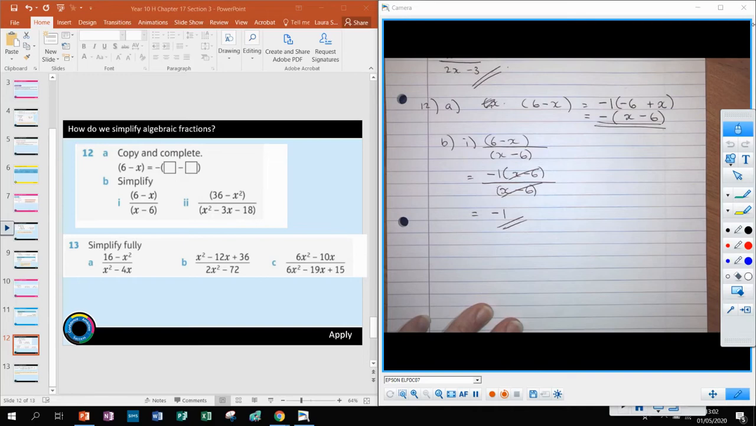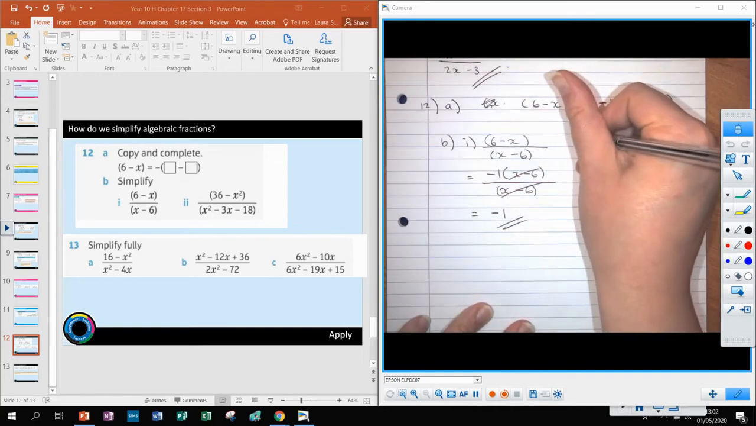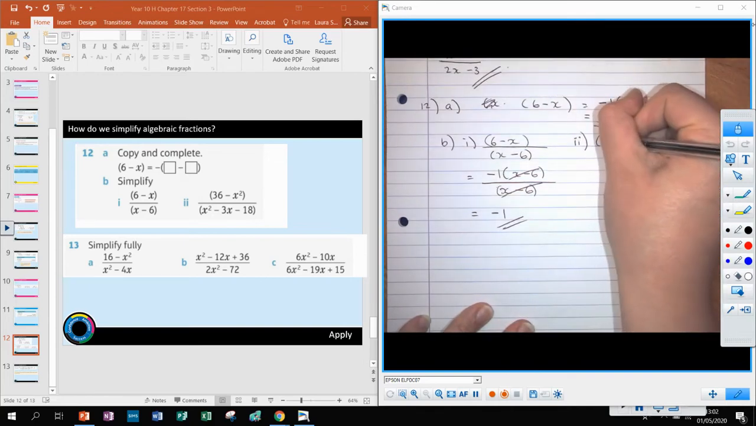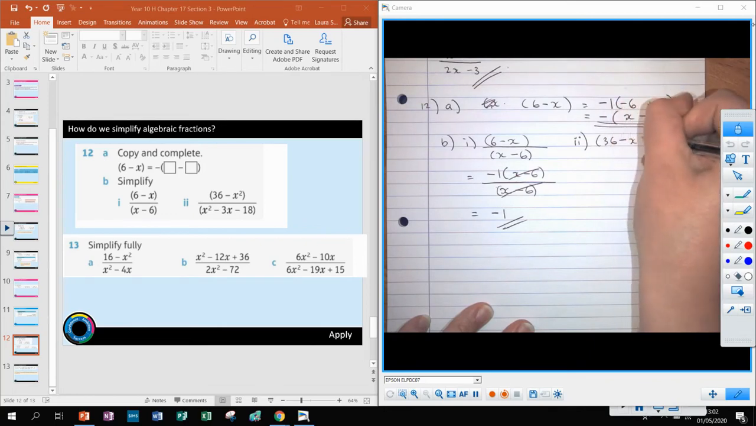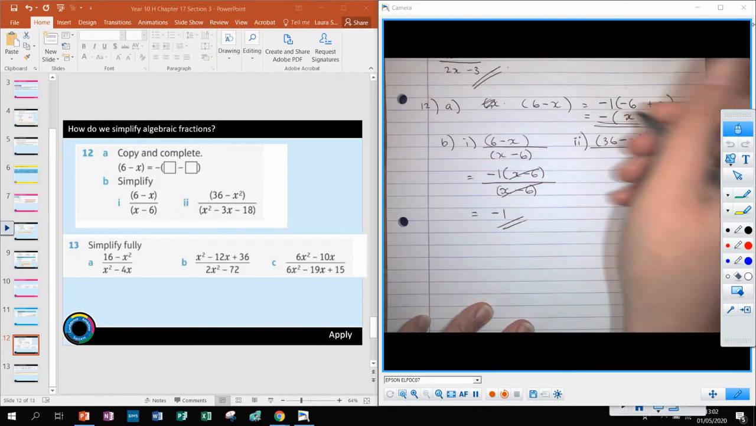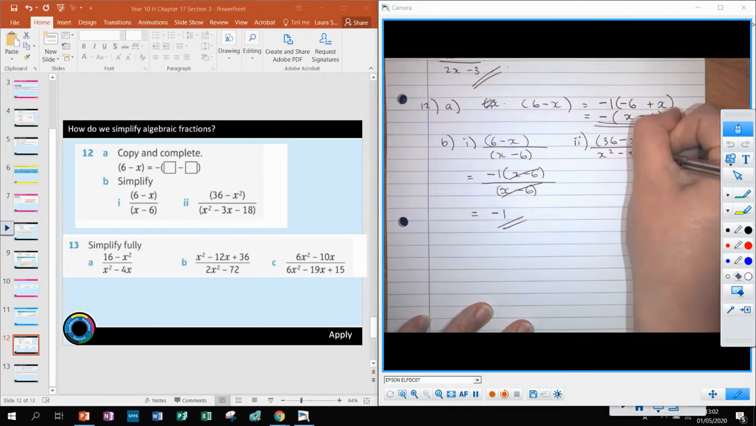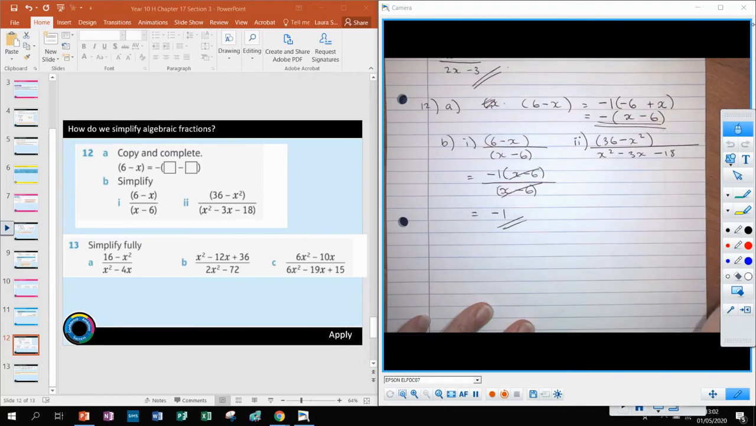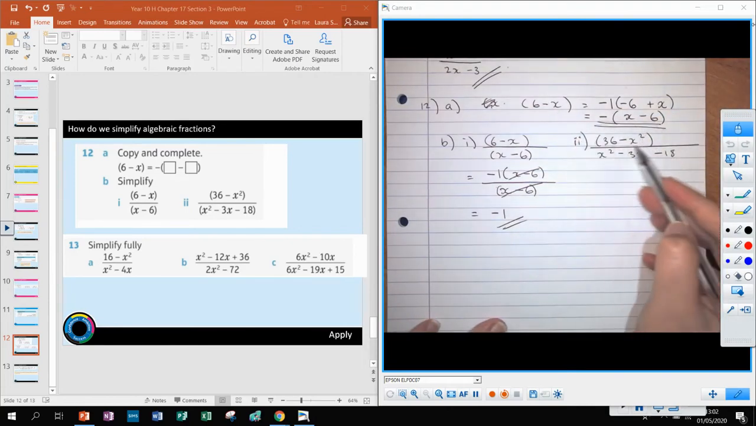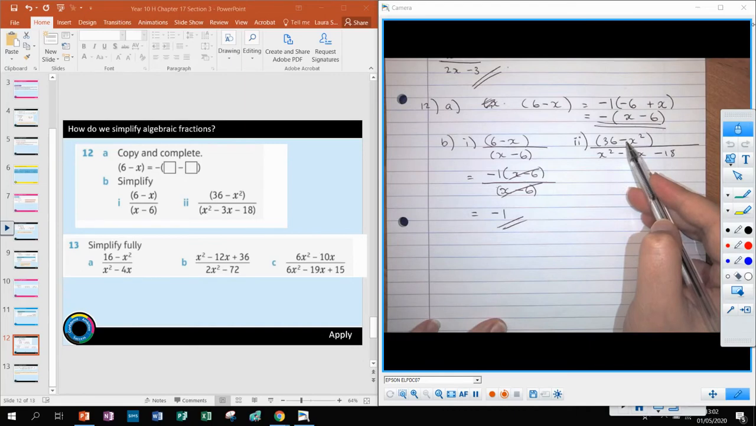-1 divided by 1 is -1. That's our final answer. Okay, so for part 2, they have said that we have 36 minus x squared all over, where are we? x squared minus 3x minus 18. Let's apply this logic here. I don't like the way that's laid out.